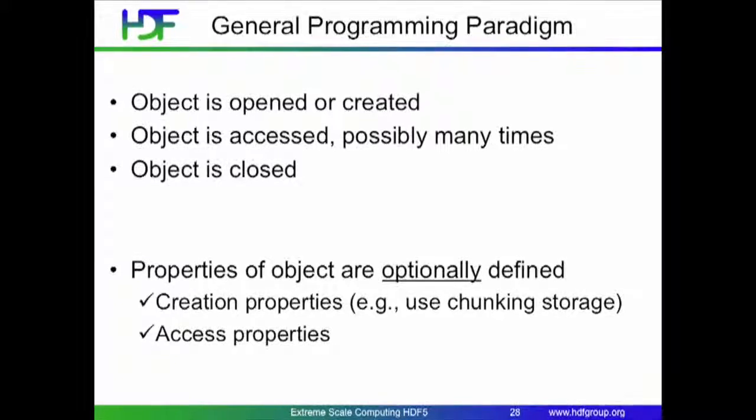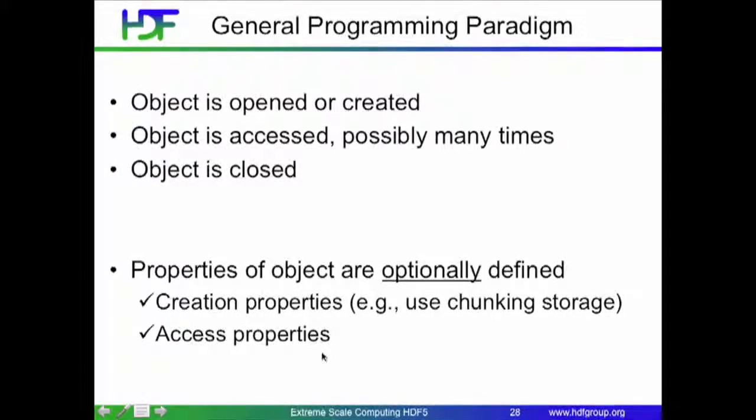So the high level, the general programming flow is just, you have an object, you open it or create it, you access this object, possibly over and over again, and then you close the object. And then finally, there's another option that you can use. You can use properties. You don't have to use them to access these objects, but they do such things as allow you to chunk the storage. It gives you different types of I/O you can use for this storage. For parallel, you can use different types of output. It also gives you the chance to use different types of access properties.